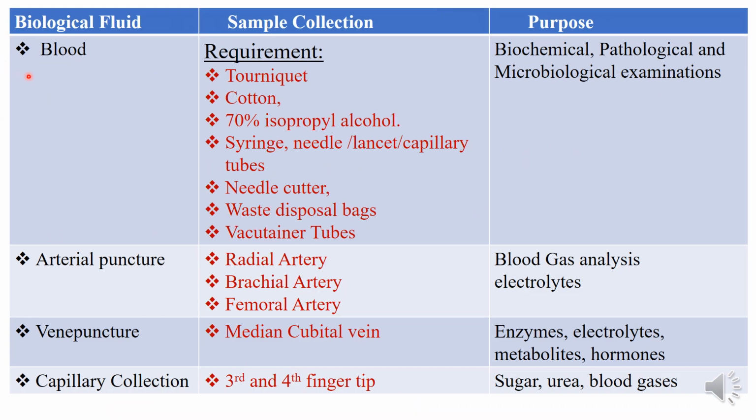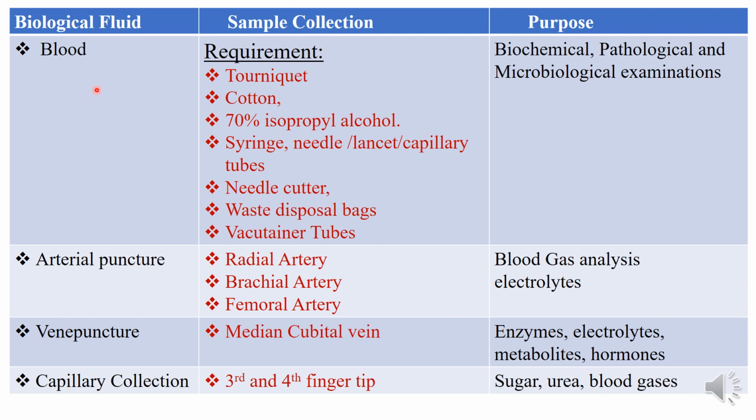Now, the next important biological fluid is blood, and the blood sample collection needs the following items such as tourniquet, cotton, 70% isopropyl alcohol, syringe, needle. One can also use lancet for capillary collection or capillary tubes. We need needle cutters, waste disposal bags and vacutainer tubes.